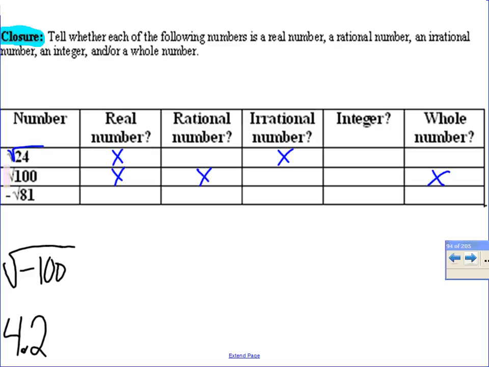Not done. Making you guys think on a Friday. What is it? You guys are all like, Zach, what do you think? Why?